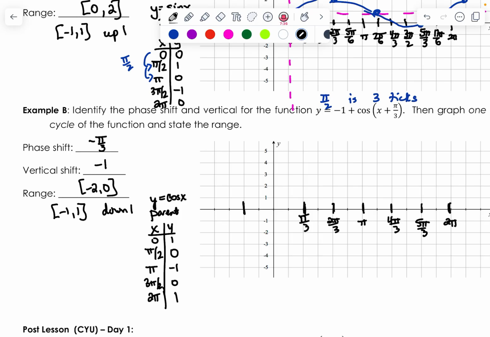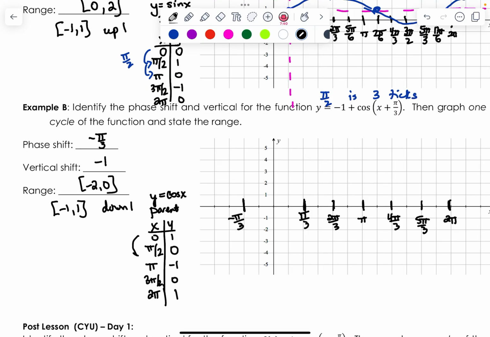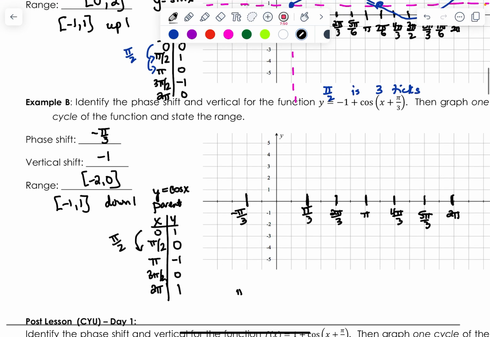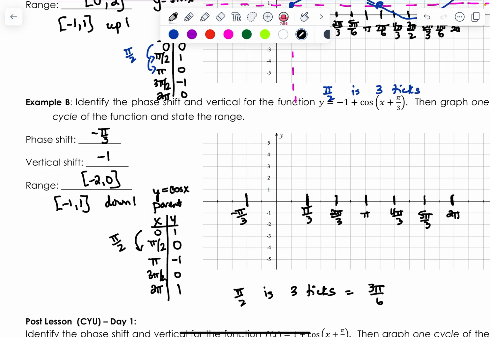I am going to need to go to the left. And let's think about this one. This is a distance of pi over 2. So every pi over 2 on this graph is still 3 ticks, because that's 3 pi over 6. So I'm going to move my y-axis left, and I'll move my x-axis down. Let's see if you can stay with me.